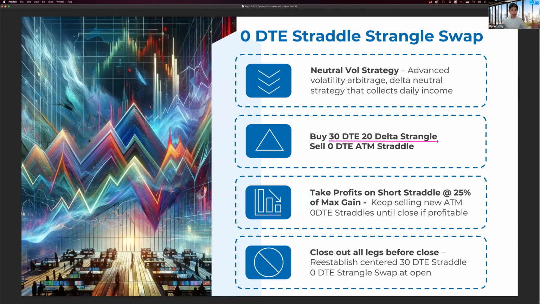And because it's 30 days and it's 20 deltas, the cost to it is very close to the premium that you collect on that at the money straddle. And this is, like I said, the strategy driver is the at the money straddle. And what you're trying to do is potentially sell multiple straddles throughout the day.